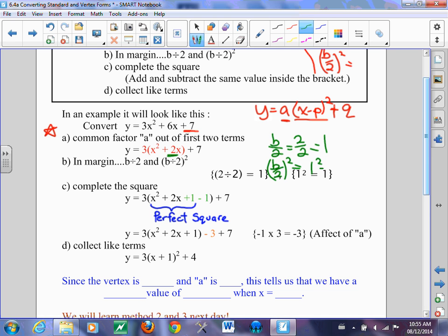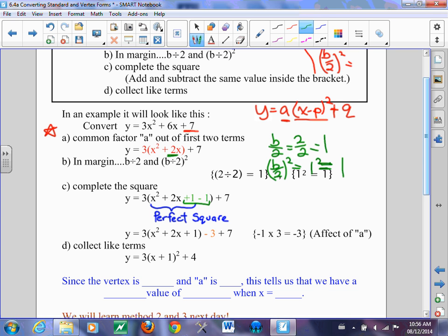So 1 squared equals 1. So that's the number in the past we had added to both sides. But since we're keeping all the terms on one side, you have to do things a little differently. You're going to add and subtract it on the same side.